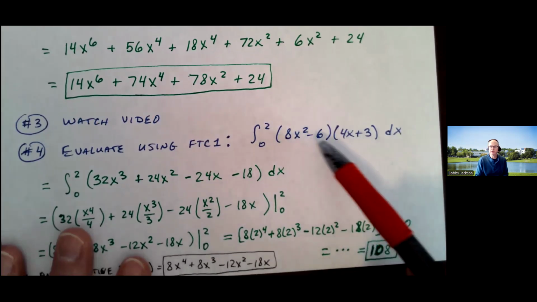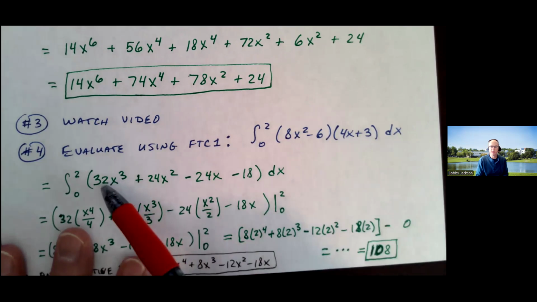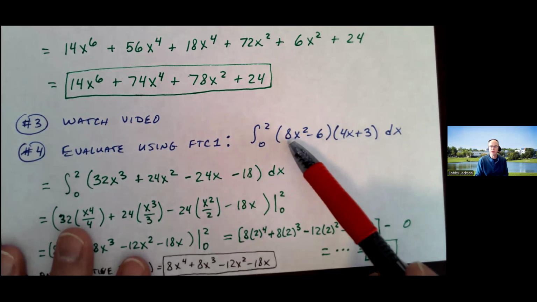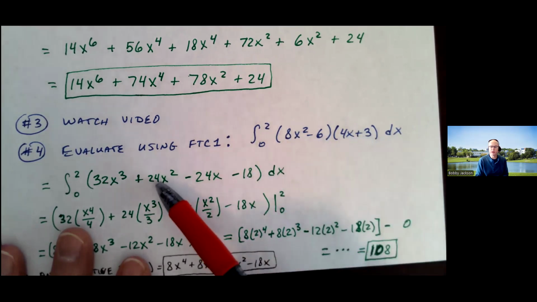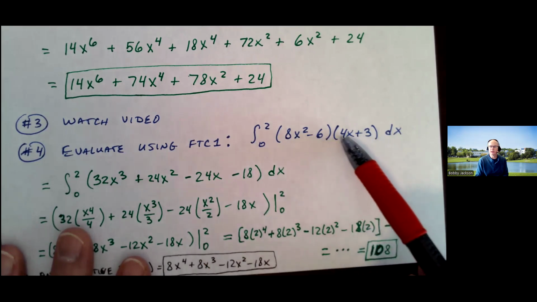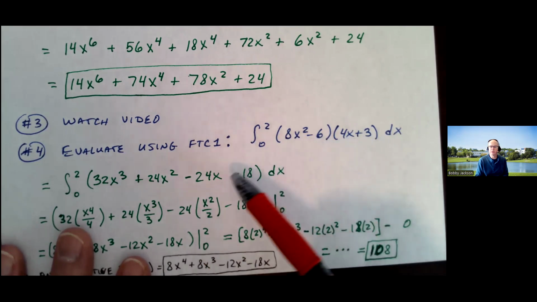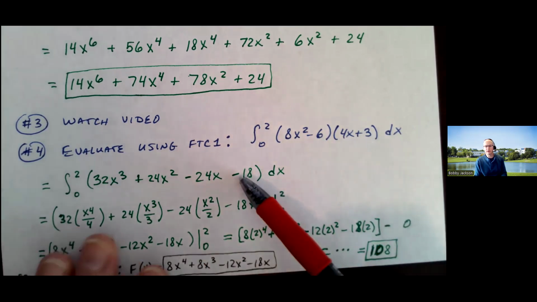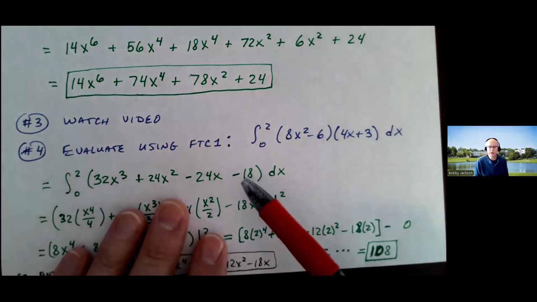Here I'll multiply the first two terms together. 8 times 4 is 32. X squared times x is x cubed. And then I'll multiply the outer terms. 8 times 3 is 24x squared. The inner is negative 6 times positive 4x, which is negative 24x. And then negative 6 times 3 is negative 18. No like terms to combine.